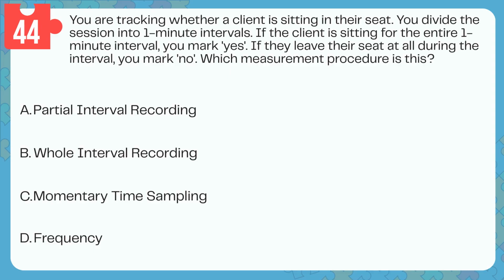Question 44. You are tracking whether a client is sitting in their seat. You divide the session into 1-minute intervals. If the client is sitting for the entire 1-minute interval, you mark yes. If they leave their seat at all during the interval, you mark no. Which measurement procedure is this? A. Partial interval recording. B. Whole interval recording. C. Momentary time sampling. D. Frequency.